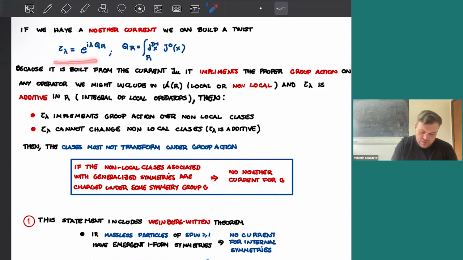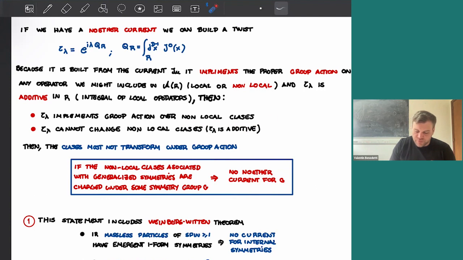However, this twist operator can be checked to be additive inside the region R, because it is the integral of local gauge-invariant operators. So we have a little bit of a contradiction, in the sense that this twist will implement the group action over non-local classes, but it's also additive, which implies that it cannot change the non-local class of the operators. It can add some additive content to a non-local operator, but it's not allowed to change the non-local class of the operator. And these two statements can be true together only if the non-local operators are invariant under the group action.